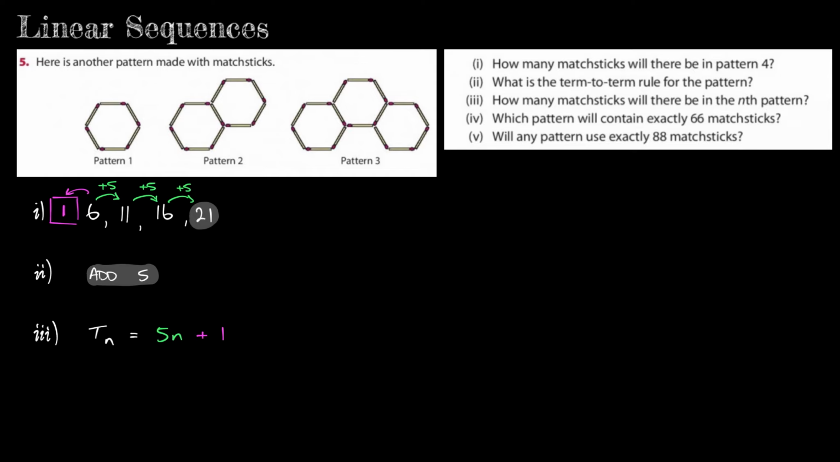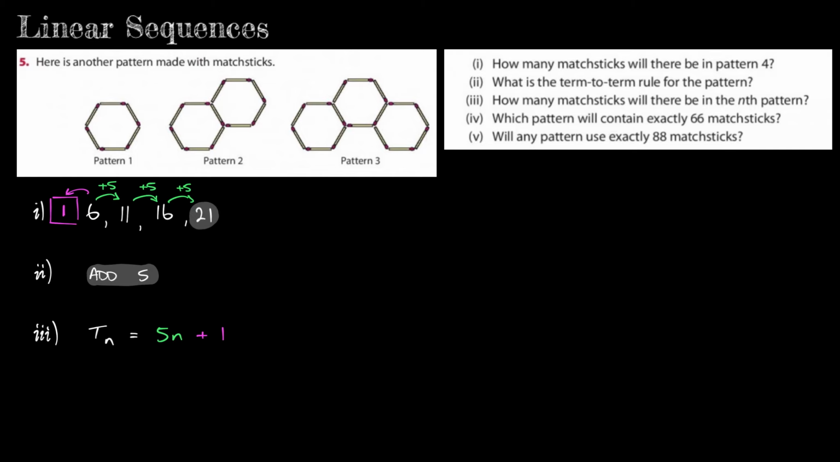Okay, the question is how many matches will there be in the n pattern, which we've done. So the next one there is which pattern will contain 66 matches, okay? So when you're looking at the nth term, they want to know which pattern will contain 66 matches. So the number of matches is going to be 66. So if they want to know which pattern will contain 66 matches, we need to look at this.